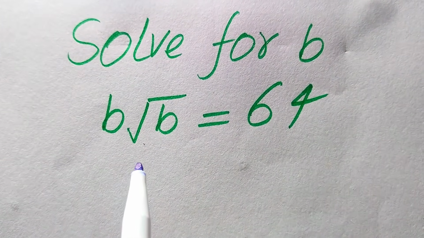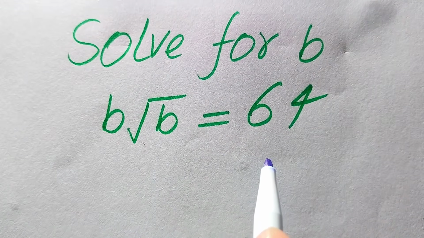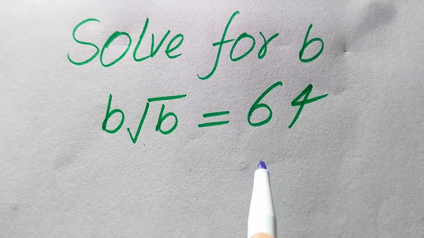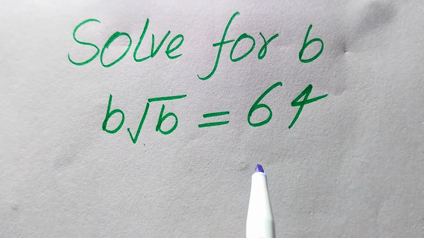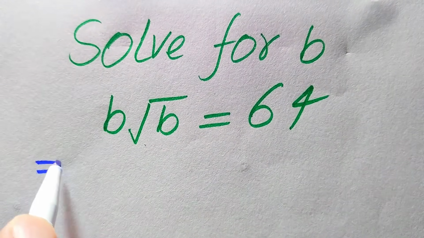So here we have b times square root of b is equal to 64, and we solve this problem for all the values of b. First we find all the roots of this equation, and at the end we will verify which of the roots are solutions and which of the roots are extraneous roots. And now we move towards the solution of this problem.